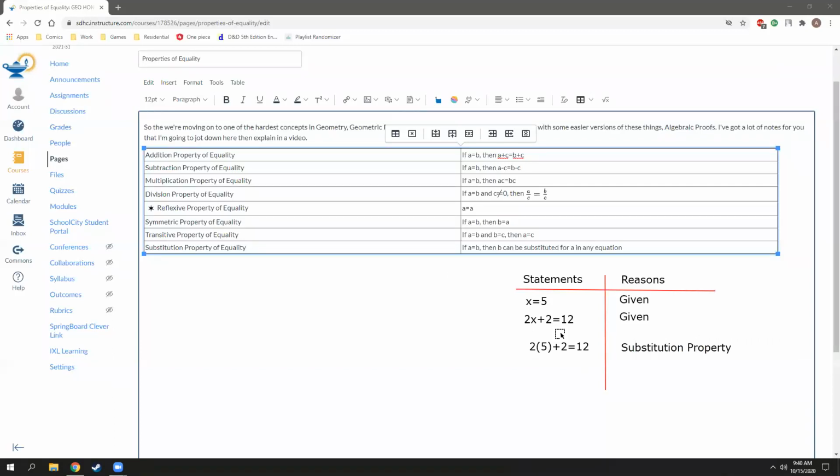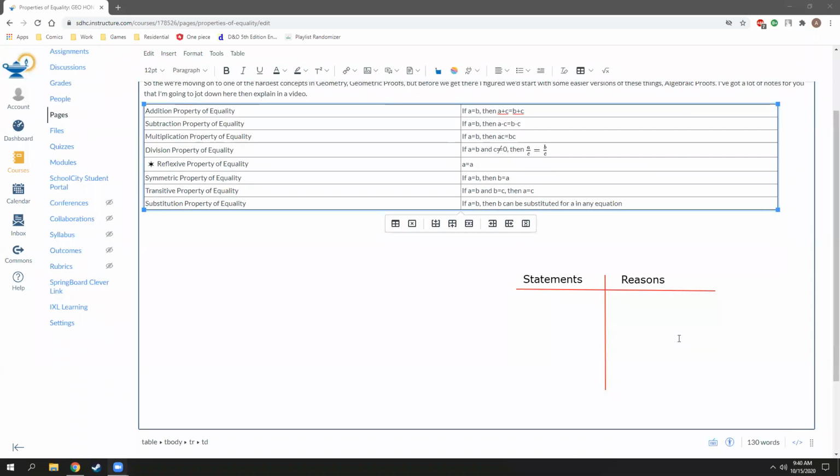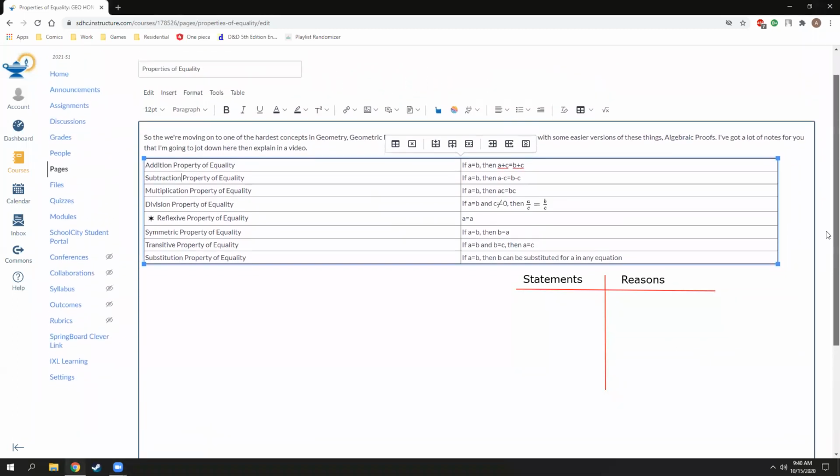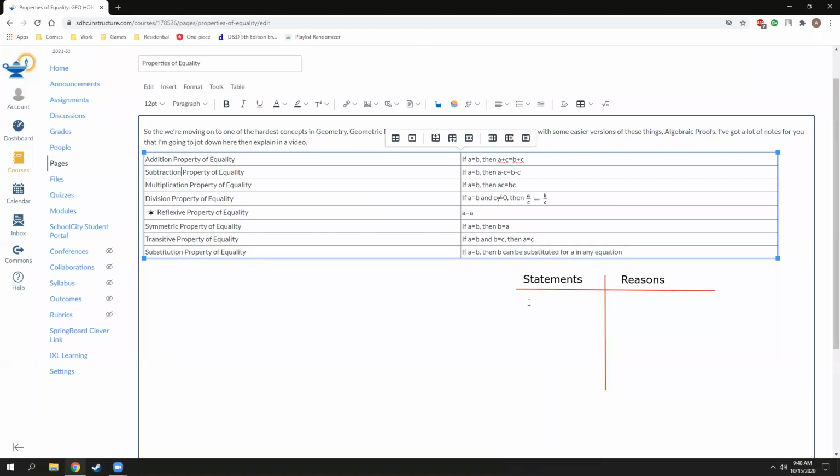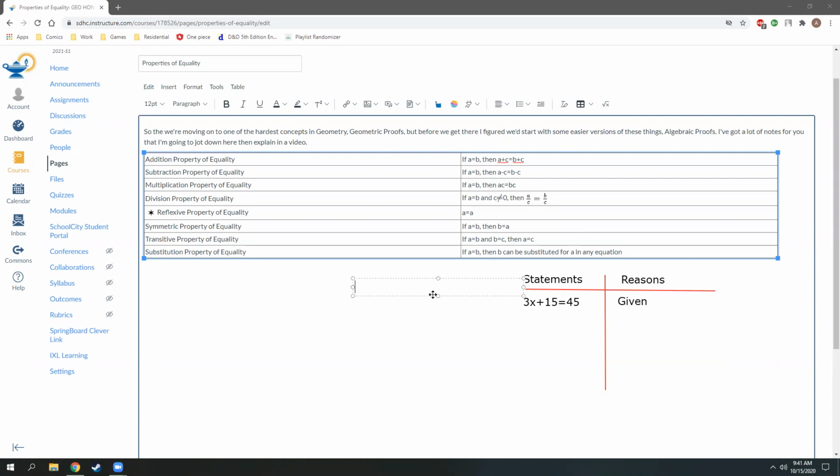All right. And then the last thing I will do is an example algebraic proof before I give you essentially your actual work. So we got our statements and reasons. Let's say I gave you 3x. You were given this, right? Normally what will happen is it'll say given, and we've got 3x plus 15 equals 45.